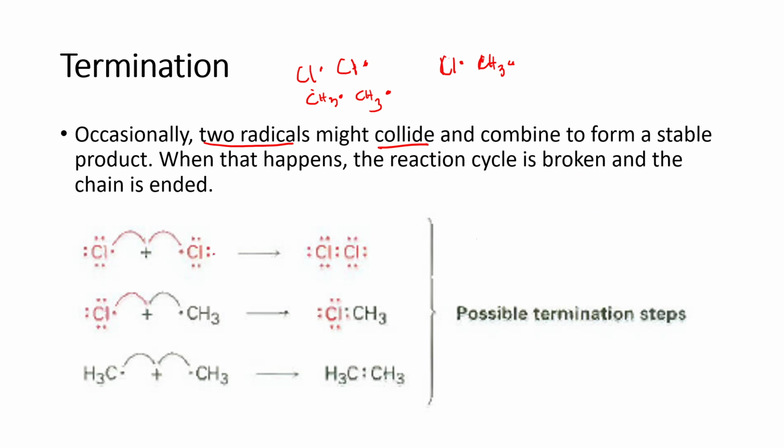When a chlorine radical reacts with a chlorine radical, it forms chlorine gas. If a chlorine radical reacts with a methyl radical, it becomes your chloromethane. When a methyl radical reacts with another methyl radical, it forms your ethane. Okay, so those are the steps in our radical reactions.